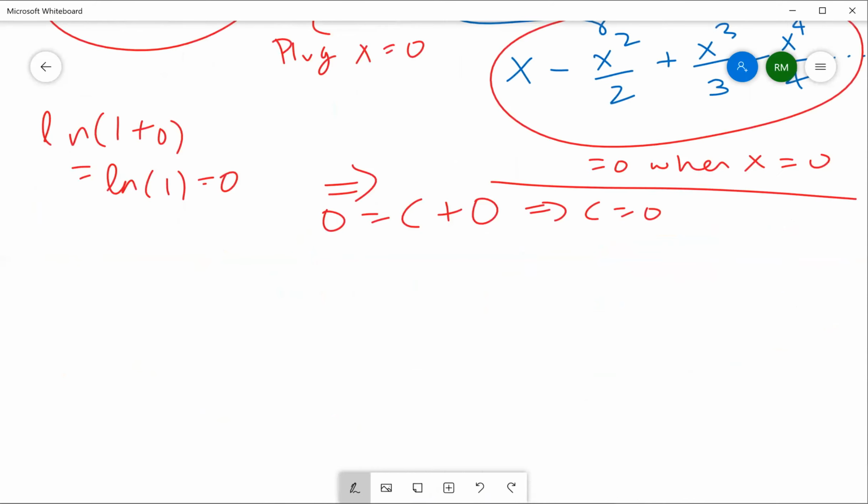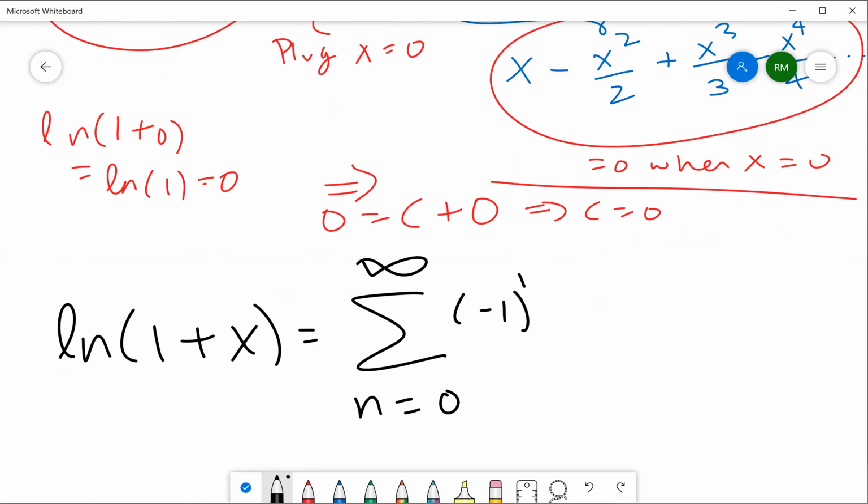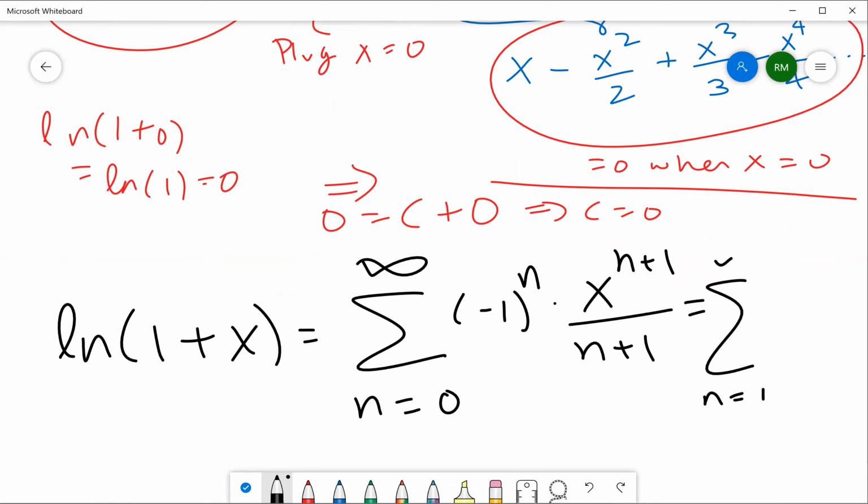Okay, so what this tells me is the natural log of 1 plus x is the sum from n equals 0 to infinity of negative 1 to the n times x to the n plus 1 over n plus 1. You can actually rewrite this series using a slightly different index. You can go from 1 to infinity of negative 1 to the n plus 1 times x to the n over n, if you prefer. These are equivalent series. Write them out and you'll see that that is true.